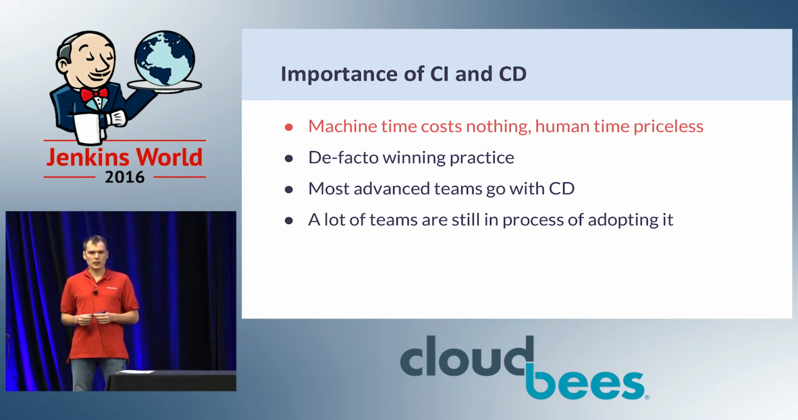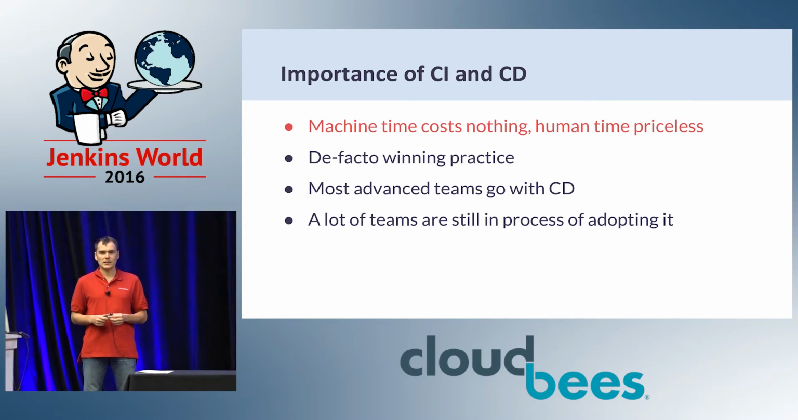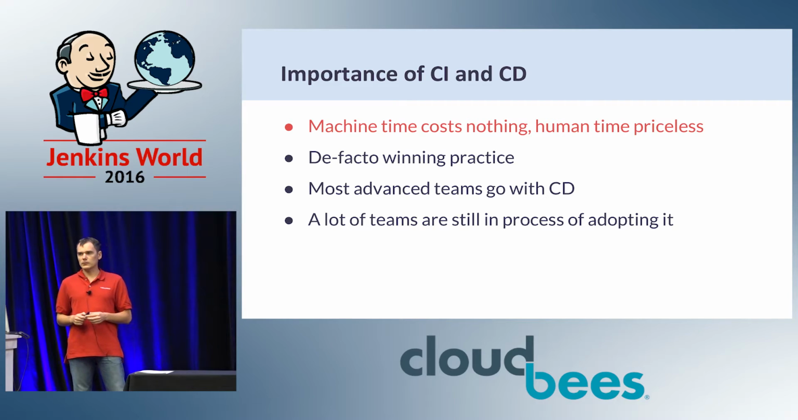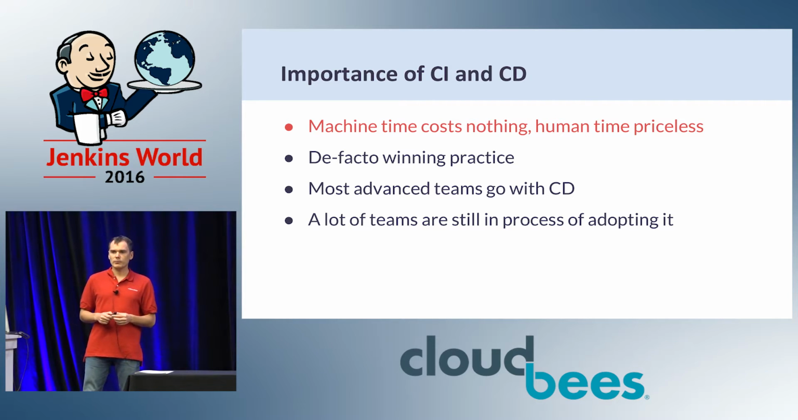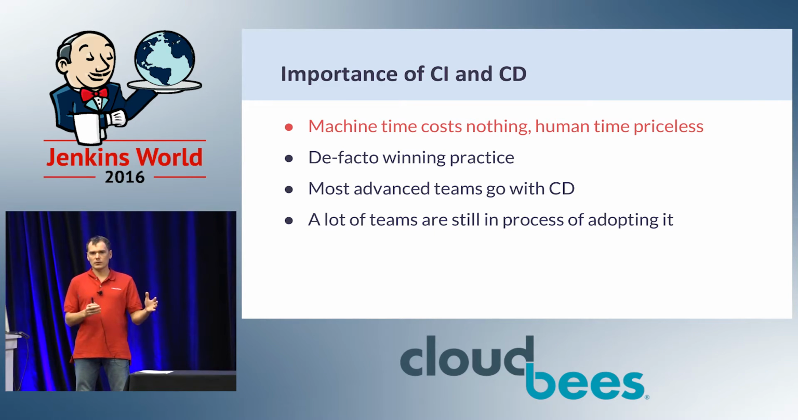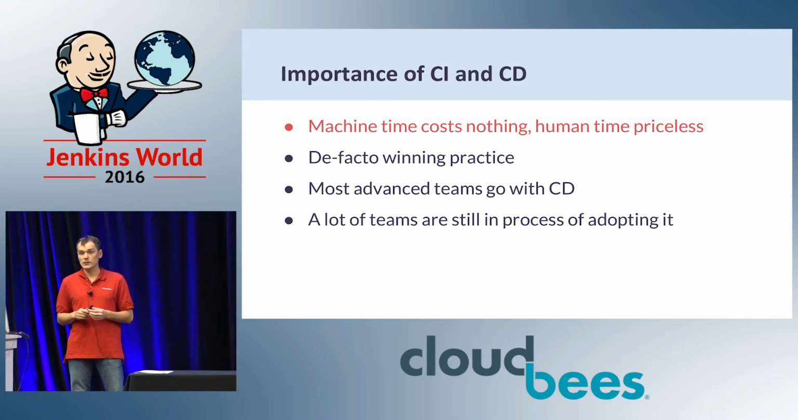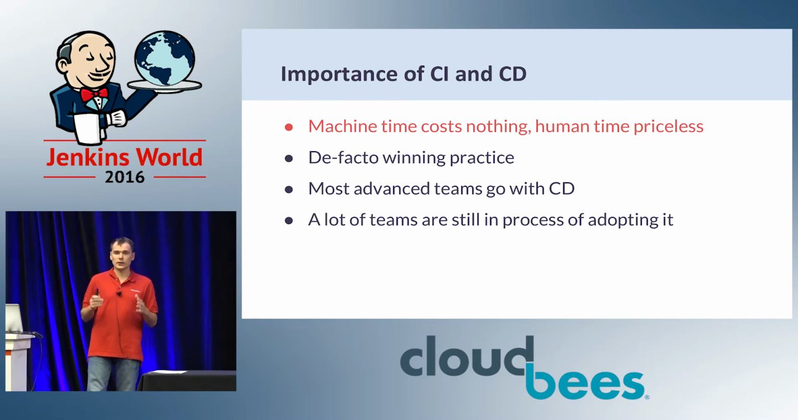Nobody argues anymore that this is the fact of practice, and an important aspect of CI is that machine time costs nothing today. So human time is priceless. We prefer to shift as much dumb work onto machines as possible, sometimes even non-trivial but still automatable work, and leave the creative work for humans. And this is our general direction.